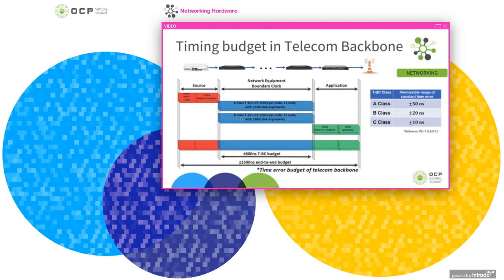For B class, each node is within 20 nanoseconds per node, you can cascade 21 nodes with 380 nanoseconds link asymmetry. So you can see if each boundary clock could provide this timing error, you can cascade more nodes still under the overall timing budget. So the T-BC is tighter. It will give you more flexibility in the network deployment.